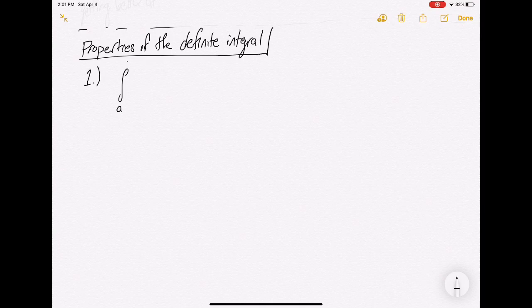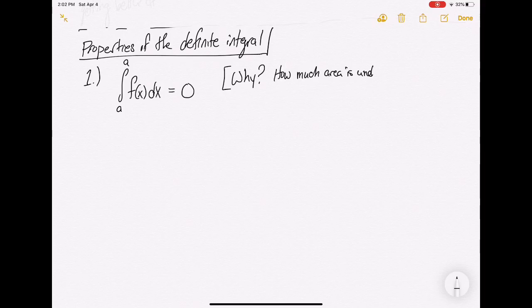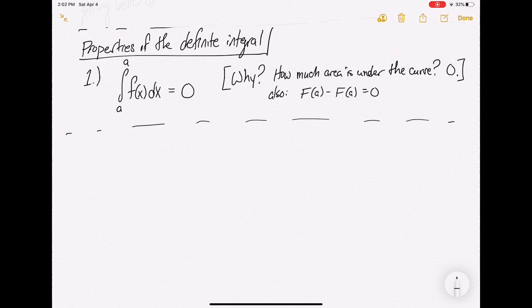So this first one, if I'm integrating a definite integral from a point A to that same point A, this is going to be 0. I think you should all be able to figure out why, but the question is why. Okay, how much area is under the curve? And I think everybody would say 0. So that's why, the amount of area between A and A. Another way you can think about that is also as an antiderivative. F of A minus F of A is also 0. So either way, you want to think about that. If you're integrating from a point to itself, it's definitely 0.